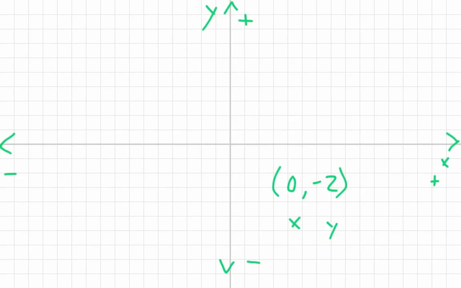So if I have this point 0, negative 2, the first thing is I go 0 in the x direction. Starting at the origin, if I go side to side 0, I'm still at the origin. And then negative 2 for y means I go down 2. So that right there is my point 0, negative 2. Yes? So over 0, down 2.